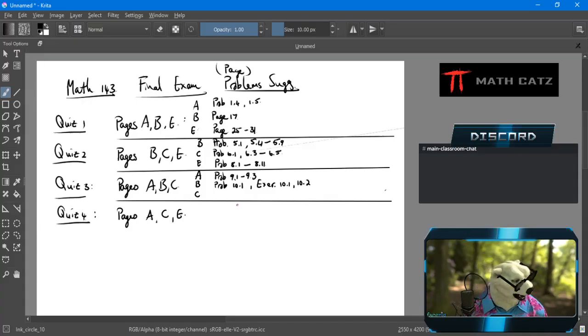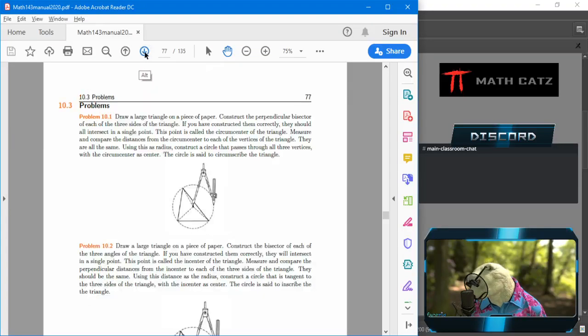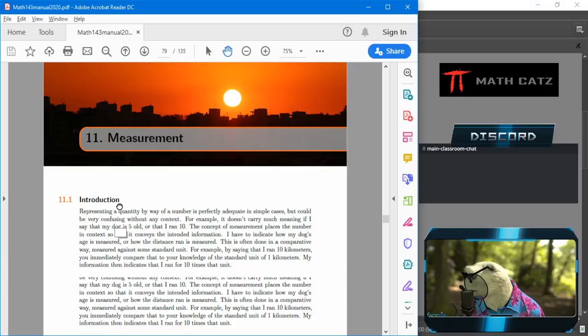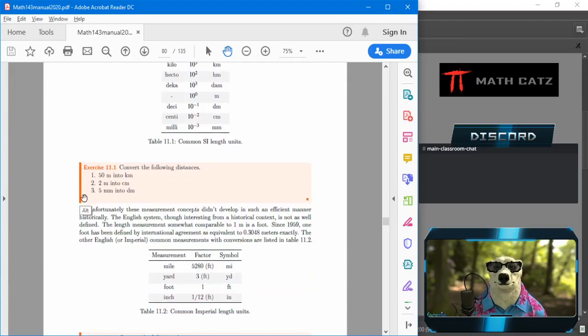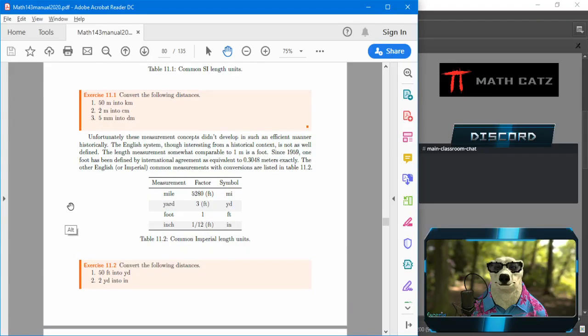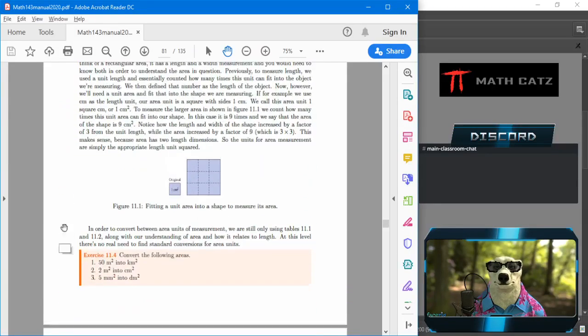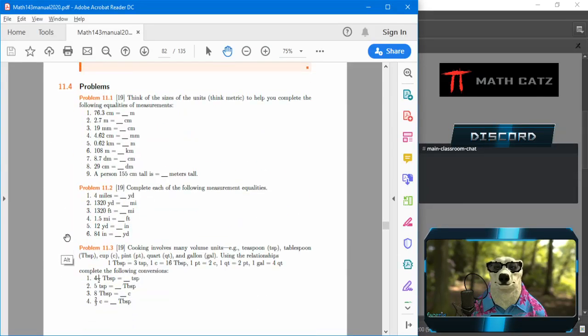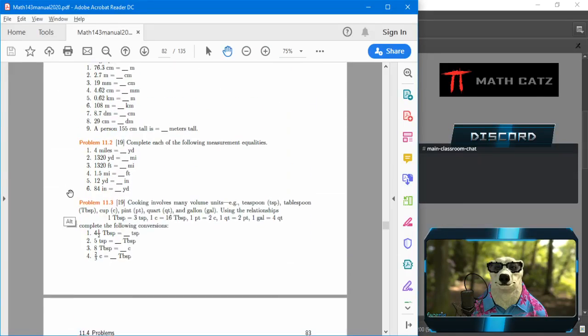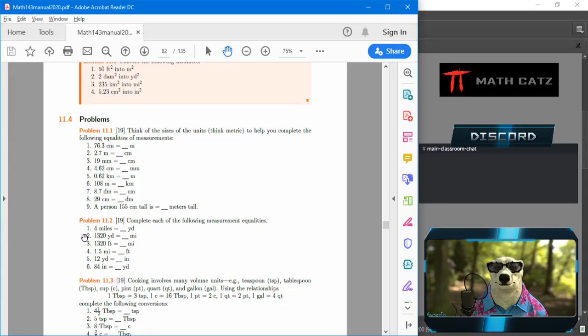Next up, page C, unit conversion. That is the very next chapter. Measurement and unit conversion. Now it could be length unit or area unit conversion. Let's just see the problems there. Now in our problems, we are going to have to include some area conversion as well, since those were missing in this draft of the book.